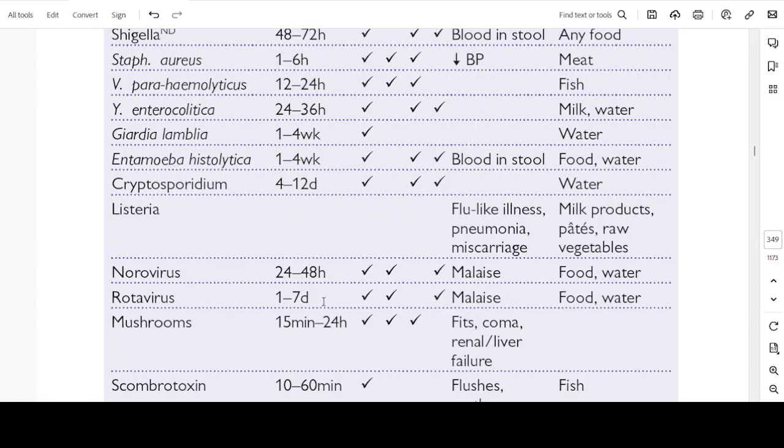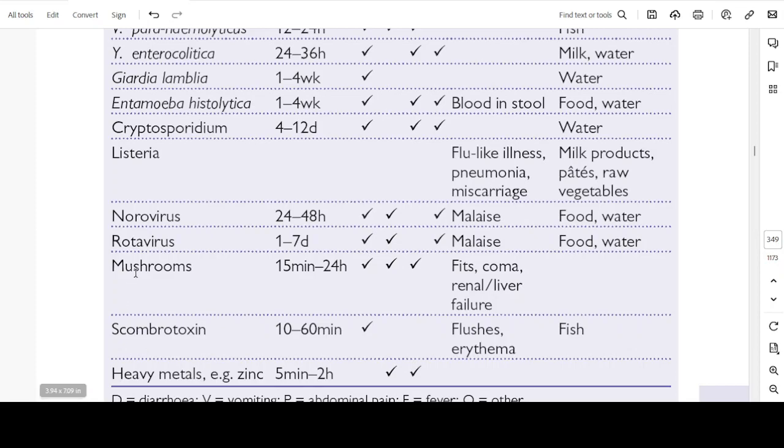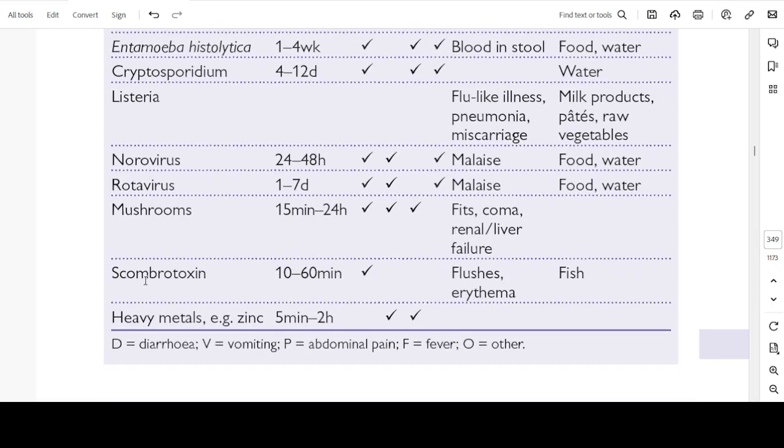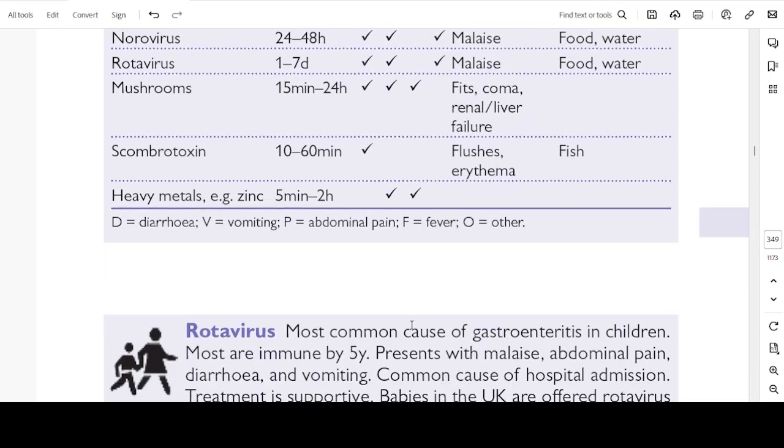Rotavirus 1 to 7 days causes fever, diarrhea and vomiting. Malaise, food and water are the most important causes. Mushrooms 15 minutes to 24 hours. It causes fits, coma, renal failure, liver failure. Okay, some toxic mushrooms. Scombrotoxin 10 minutes to 60 minutes. Flushes, erythema because of the fish, causes diarrhea. Heavy metals like zinc 5 minutes to 2 hours causes vomiting as well as pain abdomen.